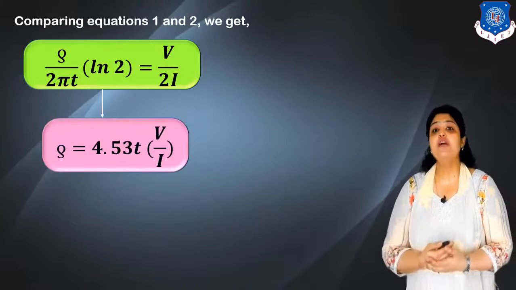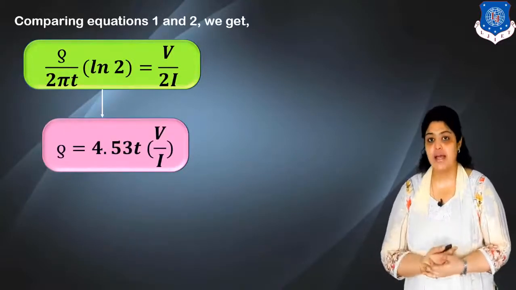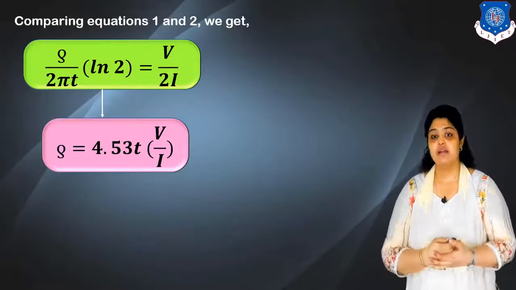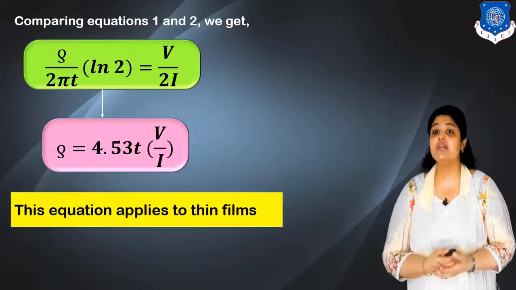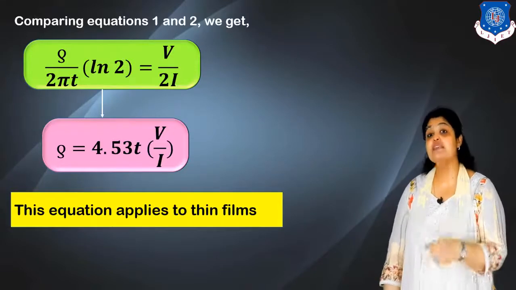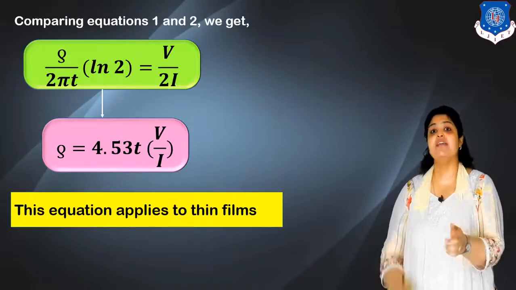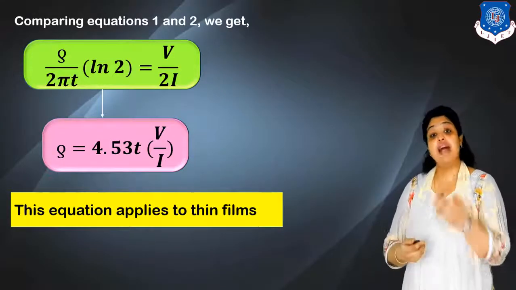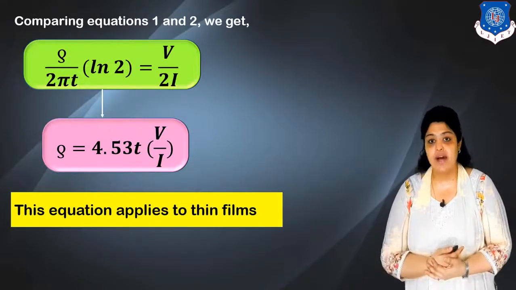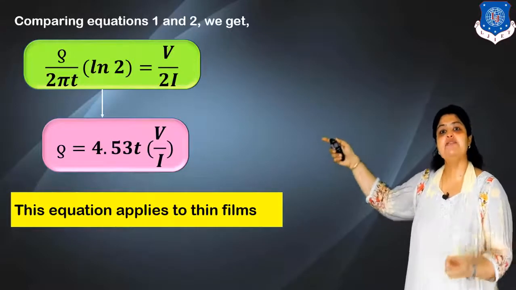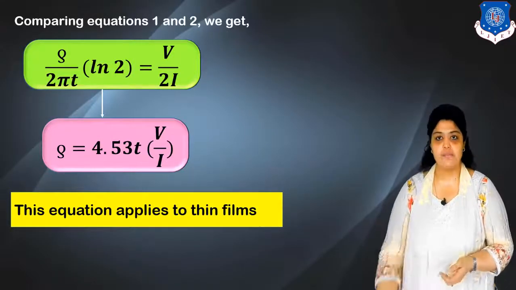Rho is equals to 4.53 into t into v upon I, where the value of pi upon ln 2 is calculated as 4.53. So this particular equation applies to thin films. Here you can notice that it depends upon the thickness of the film, because that matters, because that is the reason we get a lower value of resistivity. Once you have calculated rho, dividing it by thickness, we get the value of Rs, because we had defined Rs as rho by t. So Rs in this case can be determined as 4.53 into V by I. So this was about the case 2.